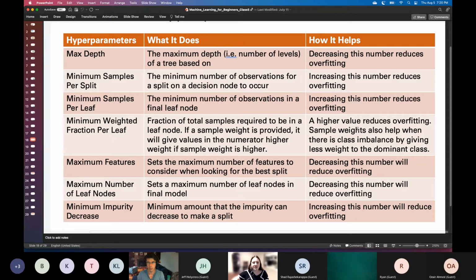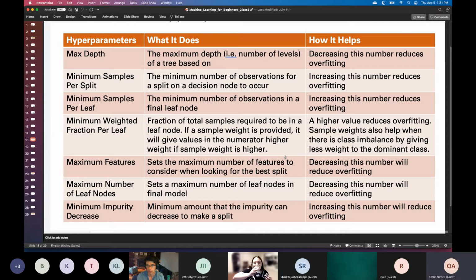So sample weights are actually probably the hardest one to understand. They're easier to understand in random forest and gradient boosted trees because you run it a bunch of times. But does that make sense? Hopefully with the example, it made a little bit more sense.